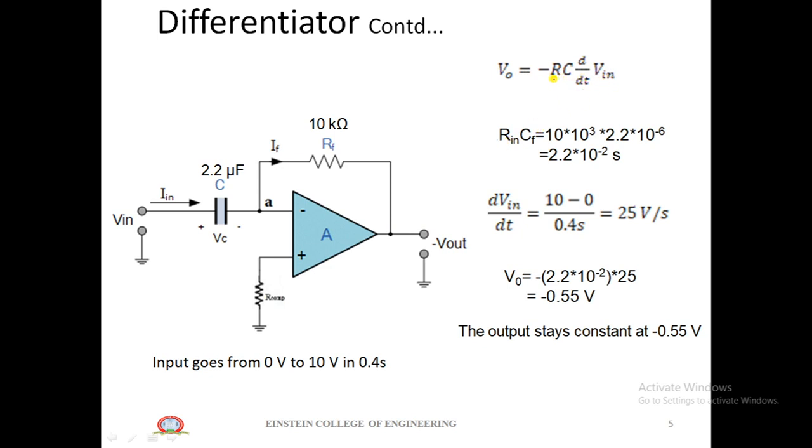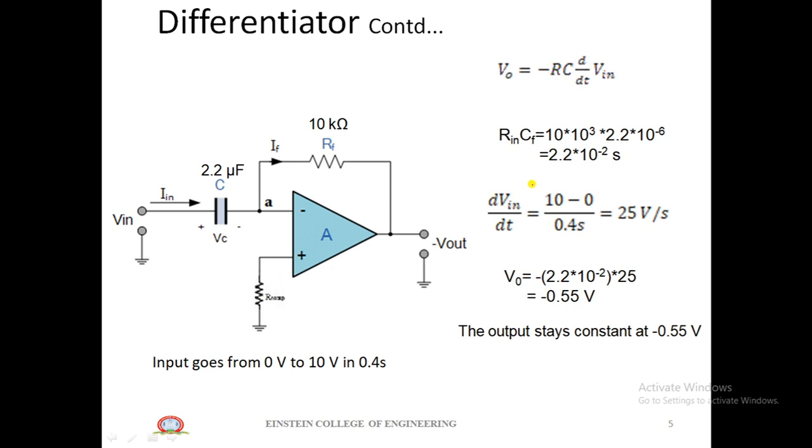So first we are going to find this time constant R_in C_f, which is equal to the capacitor value and resistance value. Capacitor value is 2.2 into 10 power minus 6 and resistance value is 10 into 10 power 3, which is equal to 2.2 into 10 power minus 2 seconds.